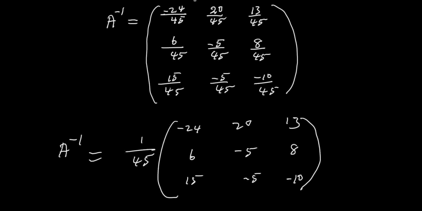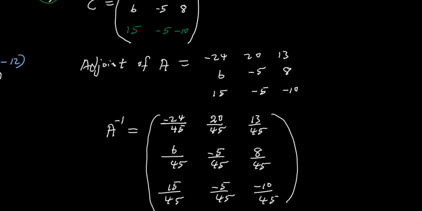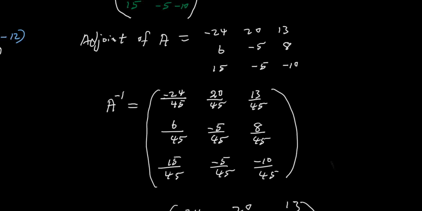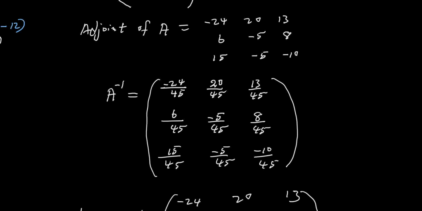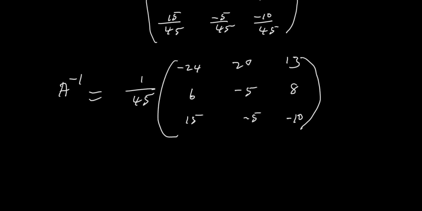All right, so let's just cross-check what we have done. Yes, we need to put this adjoint in parentheses. Good. So, all right, so this is the inverse of the square matrix A, and this is how to find the inverse of the square matrix.